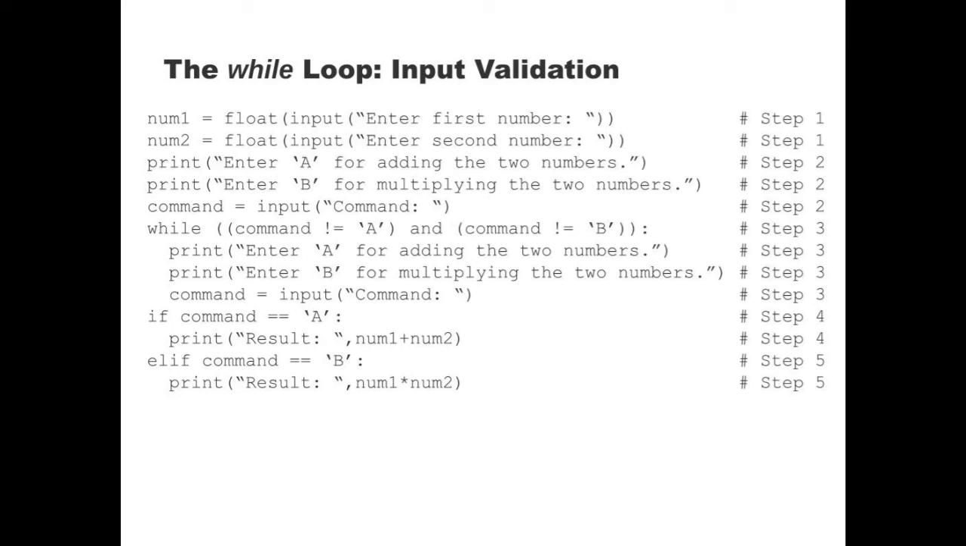So in step 4, if the command is A, then you simply add the 2 numbers and display the results. And in step 5, else if the command equals B, you calculate the result by multiplying the 2 numbers and then display the result.